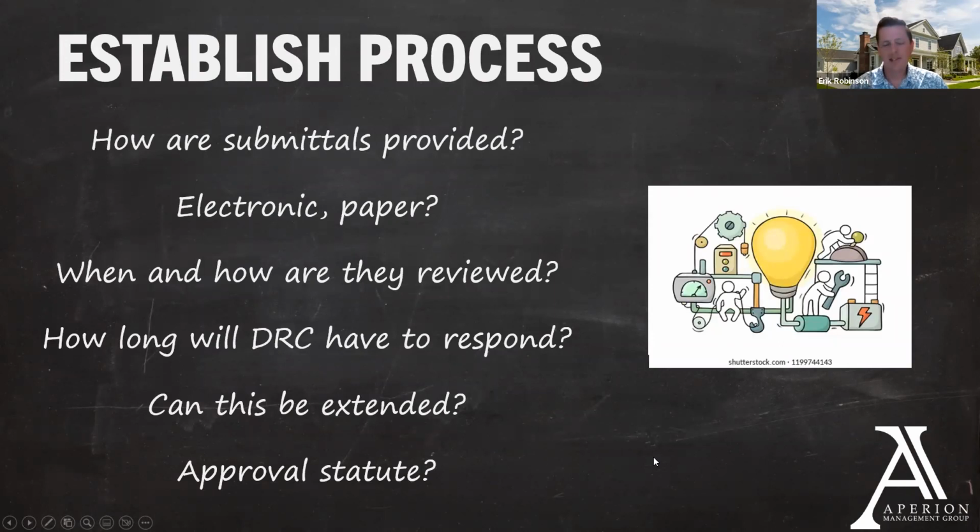So how is this all done? What's the process of a review for an architecture review committee? Some of the questions, I can't tell you what that process is going to look like. It may be outlined somewhat in your documents, but as you're establishing this, some of the things to think about are, how are the submittals provided? Are they just provided electronically? Do you need blueprint-sized paper copies? Because the architect is old school and he likes to mark up paper copies.